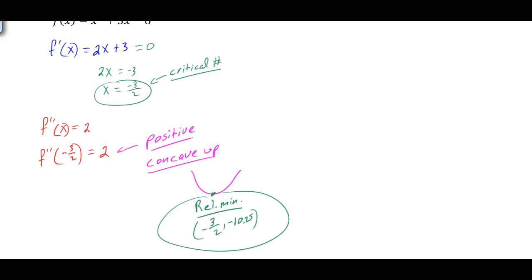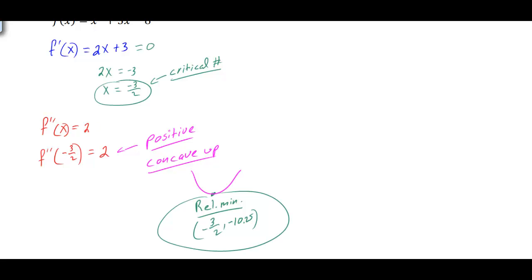Now, you won't always have your second derivative just equal to a constant. For example, if we took the second derivative and we had something like 2x plus 4, then you would plug the negative 3/2 in, 2 times negative 3/2 plus 4, and you would determine if that's positive or negative.